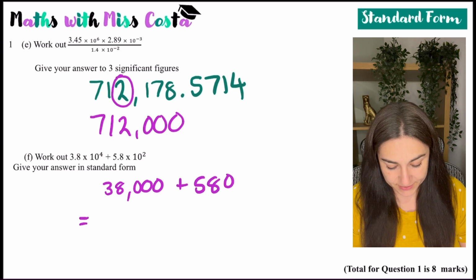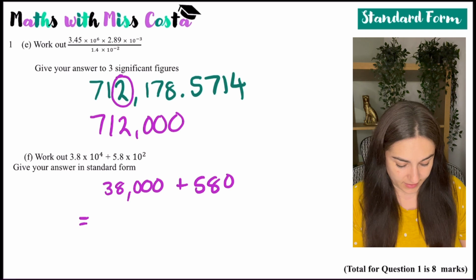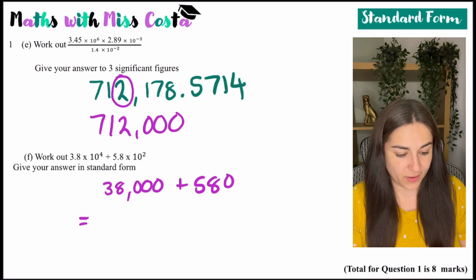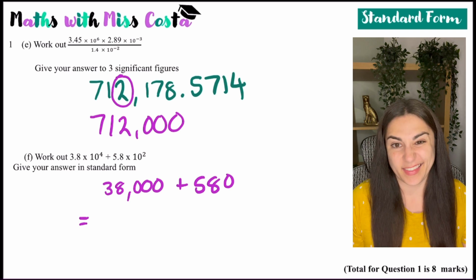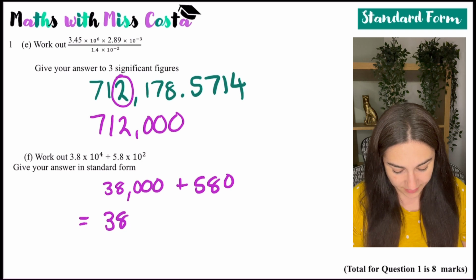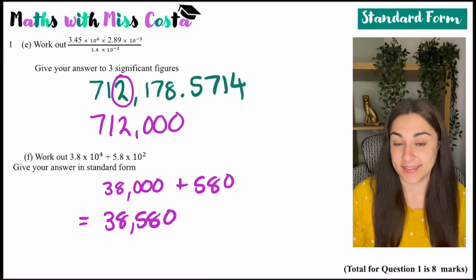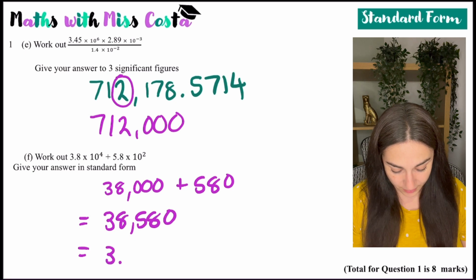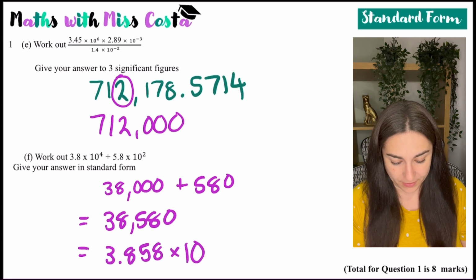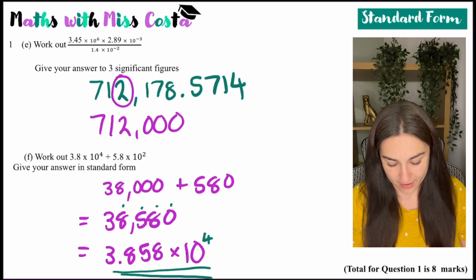then you add these two together, and the whole point is that you're going to get something that isn't in standard form. So that's 38,580, and then you just convert this back into standard form. So 3.858 times 10 to the power of 1, 2, 3, 4, times 10 to the power 4.